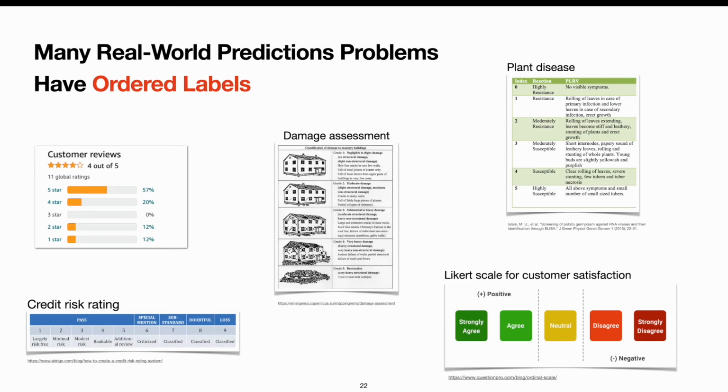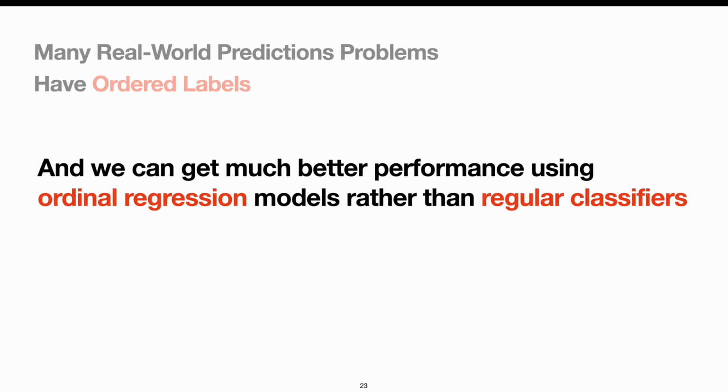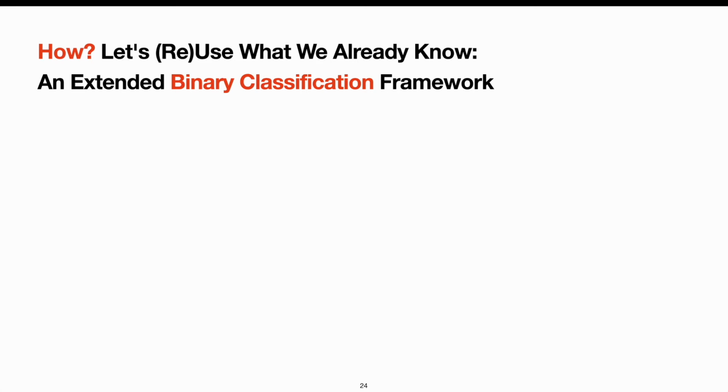And like I mentioned before, there are really a lot of problems in our real world where we have such ordered information, and it would be great if we could take advantage of that. In fact, we can get much better predictive performance using ordinal regression models rather than regular classifiers. So ordinal regression models are those models that take advantage of these ordered labels. Now, how can we design an ordinal regression model that takes into account this ordering information?